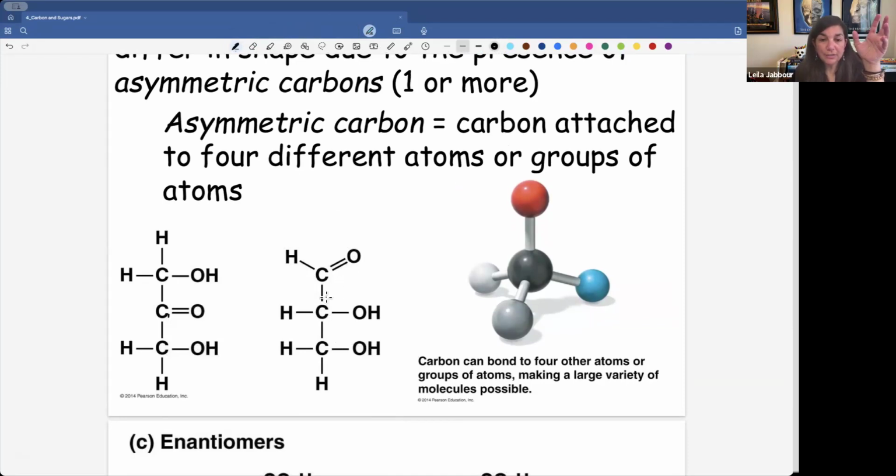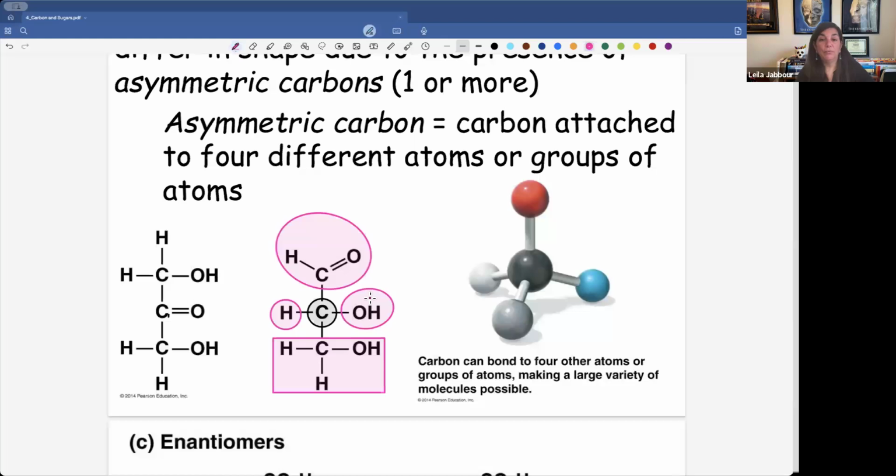So let's just look at, for example, this one. This carbon here is attached to this group, CHO, and it's attached to this hydroxyl group, an OH, and it's linked to this entire group, and then it has this little hydrogen over here. So 4 completely different groups of atoms attached to this one carbon.